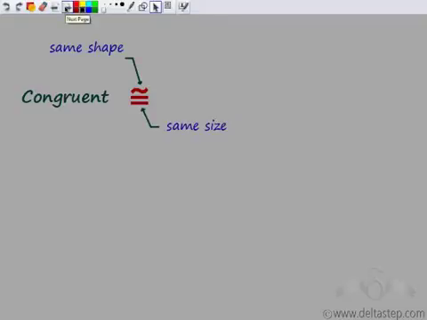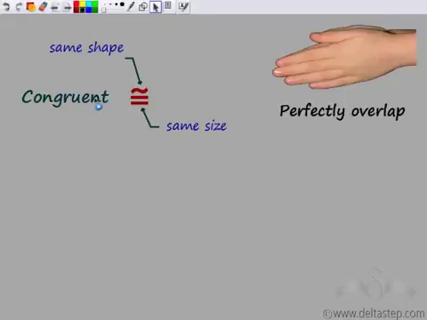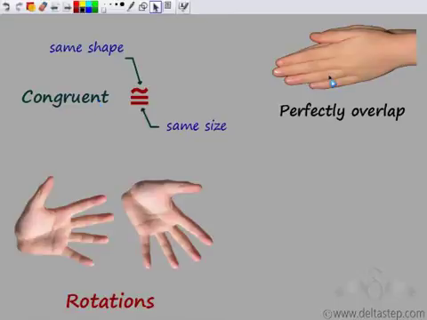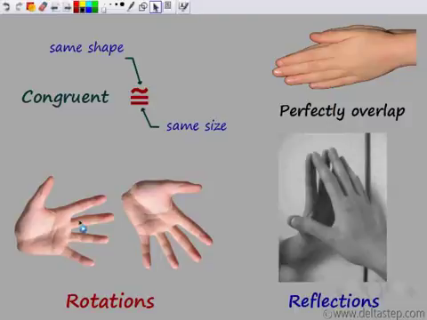Now to prove congruency, what we can see is if things perfectly overlap, then they are congruent. So if objects or things perfectly overlap, then they will be congruent. Different rotations of one same thing are also congruent, and mirror reflections are also congruent. So perfectly overlap, different rotations or orientations, and mirror reflections are also congruent.